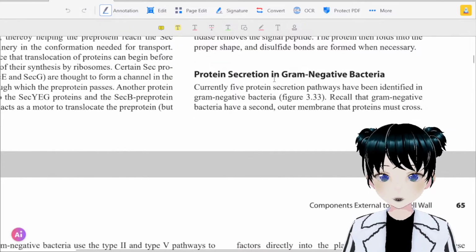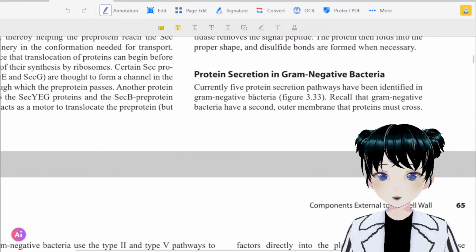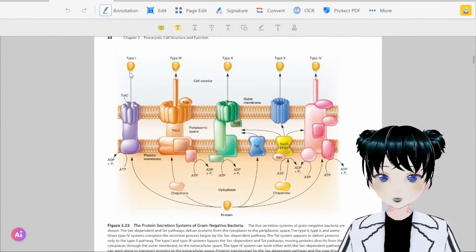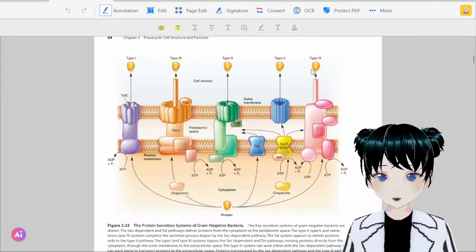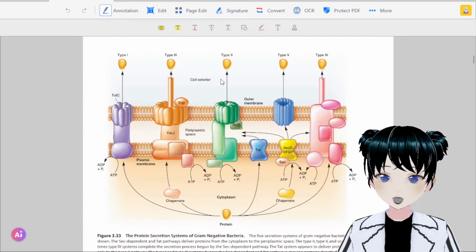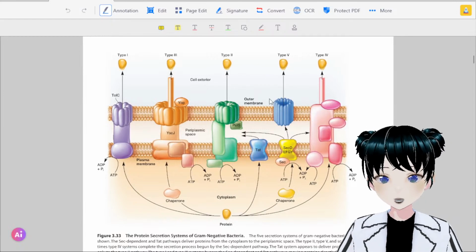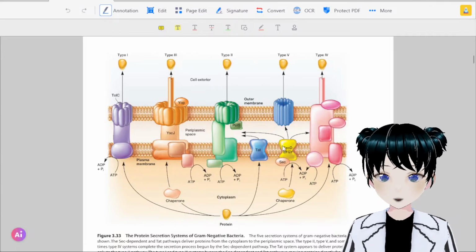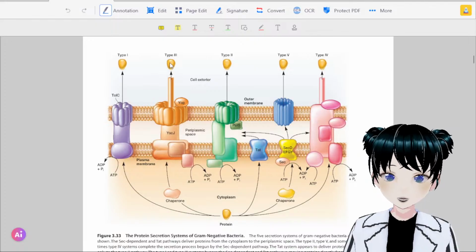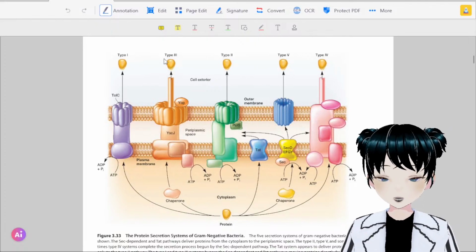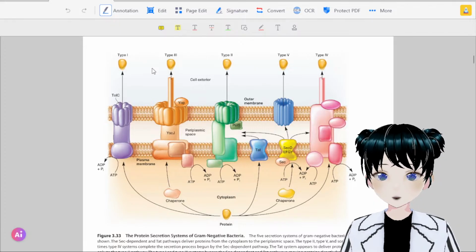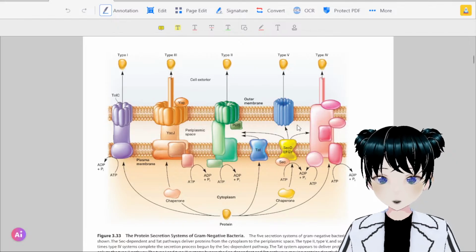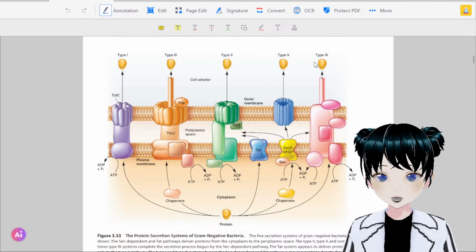Now in gram negative bacteria, we do have the Sec dependent pathway, right? But we also have 5 other mechanisms for them, and that is type 1, type 2, type 3, type 4, type 5. Now there are 2 pathways, type 2 and type 5, that are dependent on the Sec pathway, right? The Sec dependent pathway that we studied. While the type 1 and the type 3 are independent. They can do their own work. They don't need the Sec one, right?